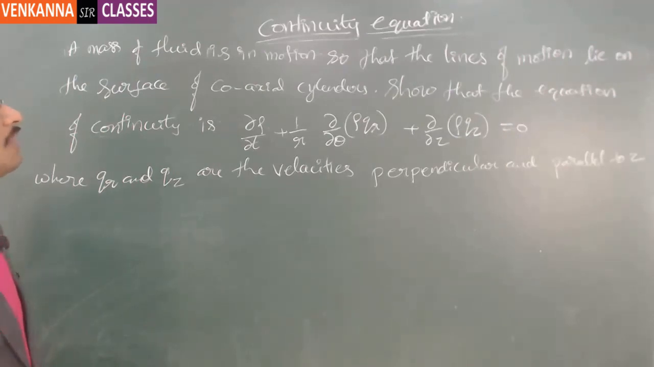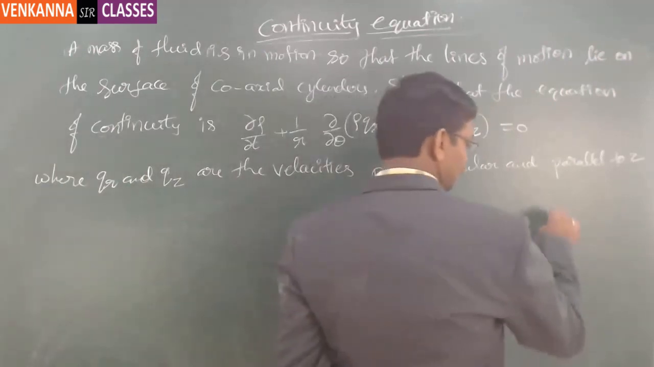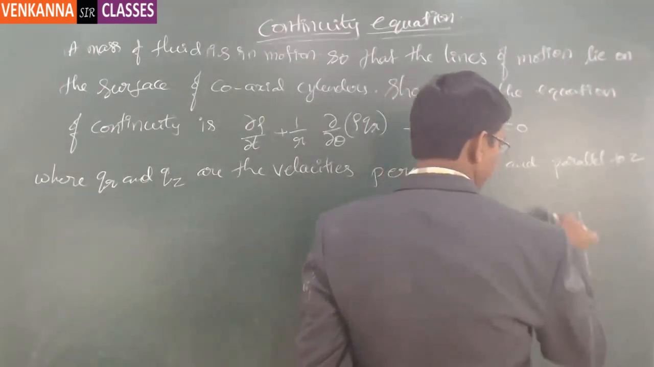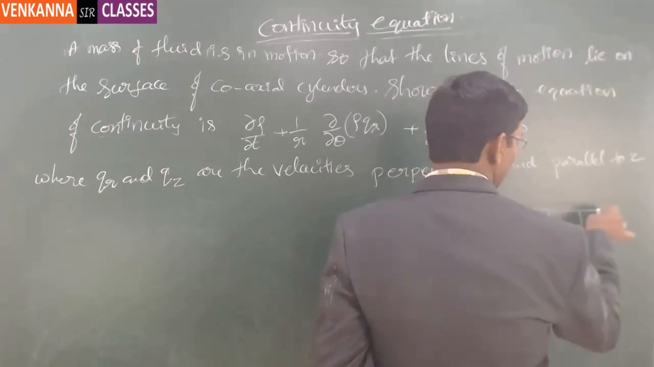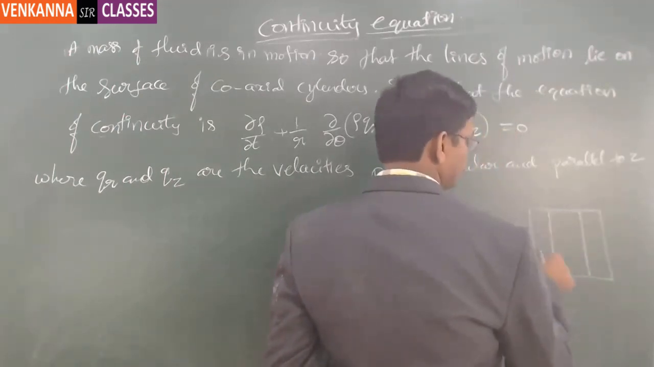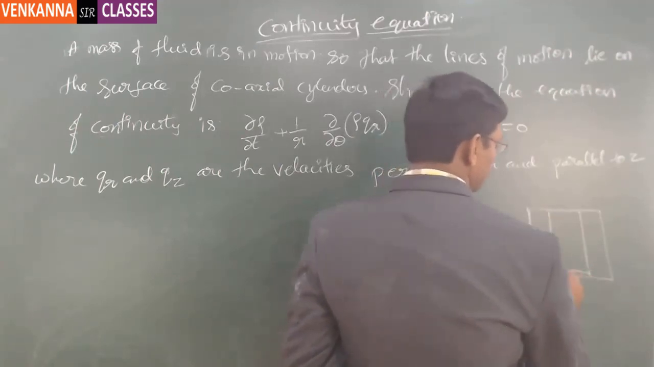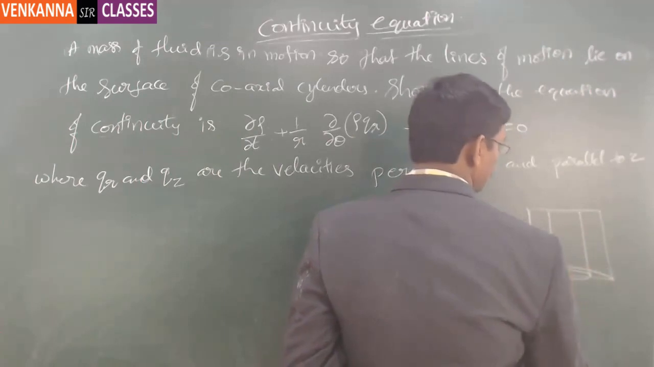the surface of coaxial cylinders. By coaxial cylinders we mean there is a cylinder here and then there is one more cylinder that is enclosed in this. So this is the cross sectional view of a coaxial cylinder. So this is one cylinder, on top of that there is one more cylinder.